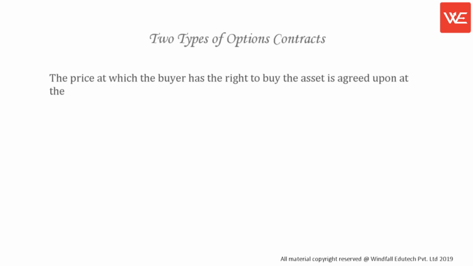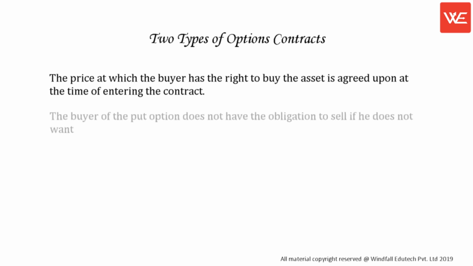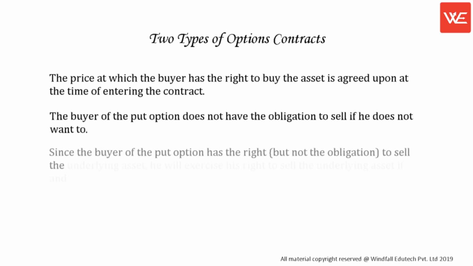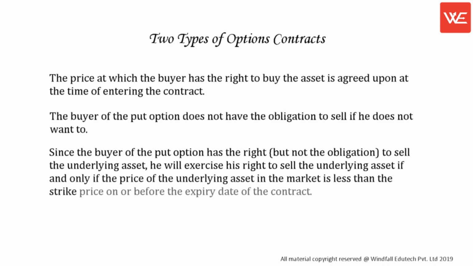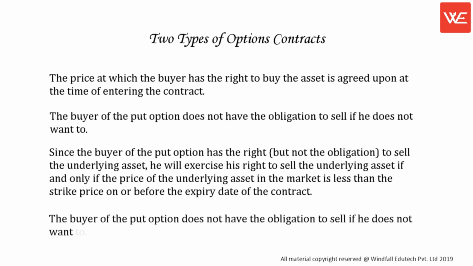The price at which the buyer has the right to sell the asset is agreed upon at the time of entering the contract. This price is known as the strike price of the contract. The buyer of the put option does not have the obligation to sell if he does not want to. Since the buyer of the put option has the right, but not the obligation, to sell the underlying asset, he will exercise his right to sell the underlying asset if and only if the price of the underlying asset in the market is less than the strike price on or before the expiry date of the contract.